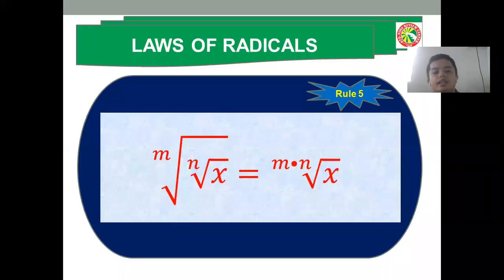So another law here is the nth root of the mth root of x. As you have noticed, this is another index m, another index n, and the base is raised to these two indexes. So all you have to do is multiply their indexes, m multiplied by n. What is the mn-th root of x? The operation here is multiplication.